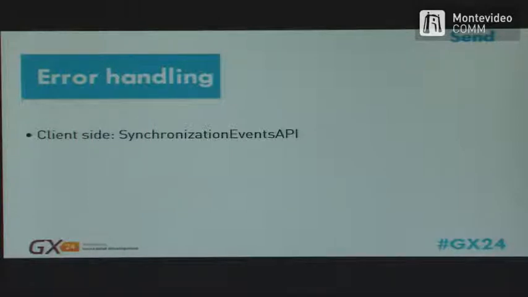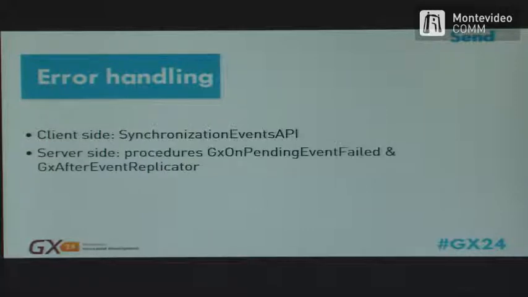In the client, we have an API, the Synchronization Events API, which allows you to query which are the business components that need to be sent to the server, and see those that were sent and came back with some kind of error. And we can see the error message provided by the server. So the user on the client side could at least see what happened there. And from the server side, the program that does a synchronization calls these two procedures that can be modified. You can do your own error handling on the server side.